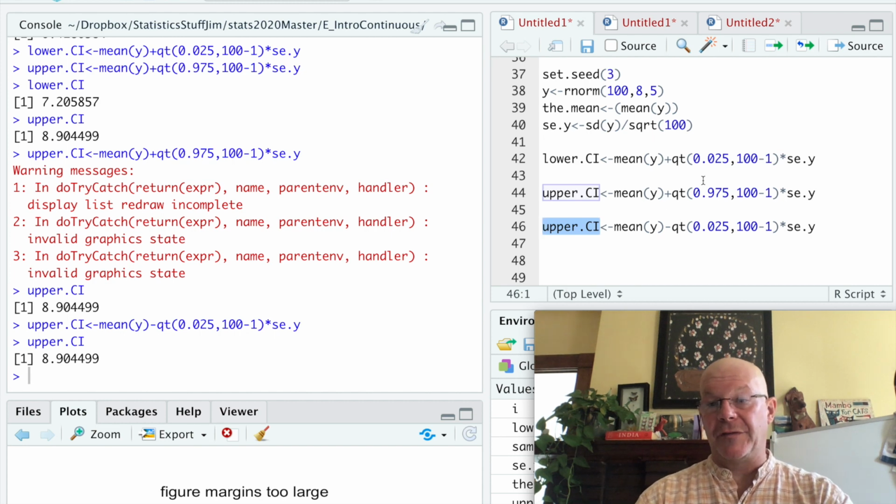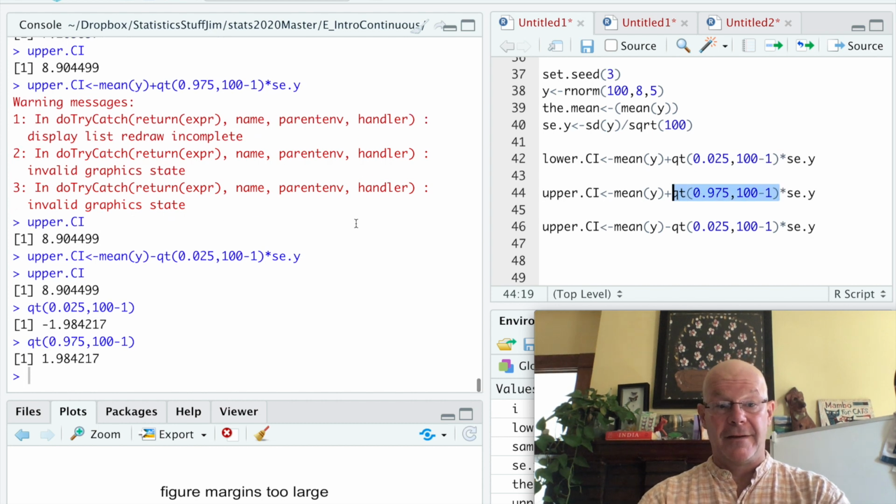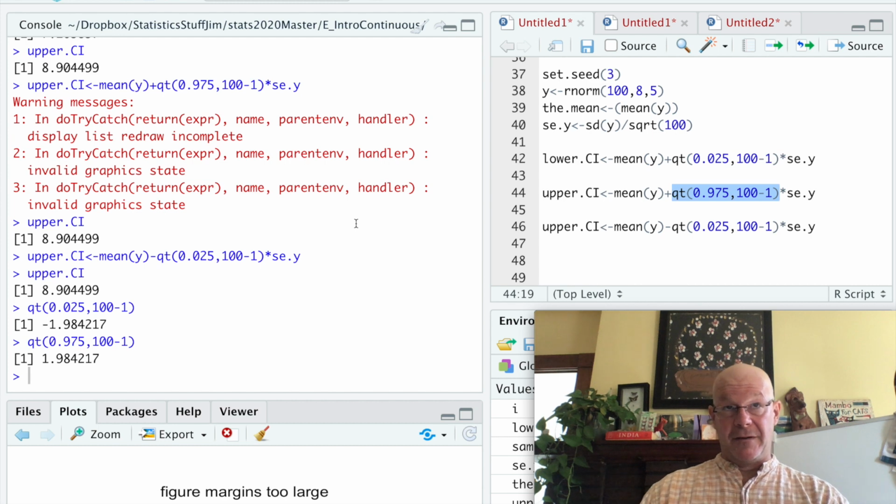And the reason is if we look at these quantiles for a t, and the same goes with a normal. This is the 0.025 quantile for a t distribution at 99 degrees of freedom, and it is negative 1.98. And if I were to look at the quantile at 0.975, it's the same value, it's just positive. So there's just two different ways that you can do the same thing. It's a symmetrical distribution, so you know that the 5th percentile is going to be negative, but it's going to have the same absolute value as the 95th percentile. And I just wanted to point that out.